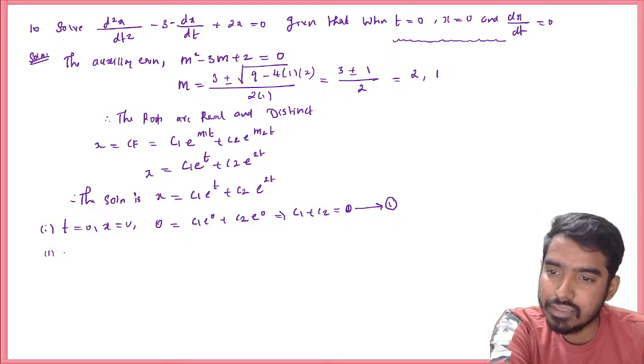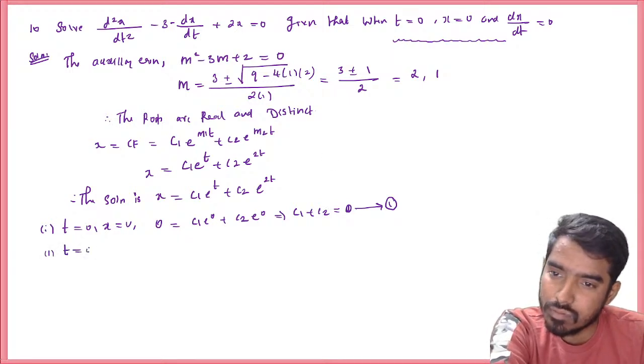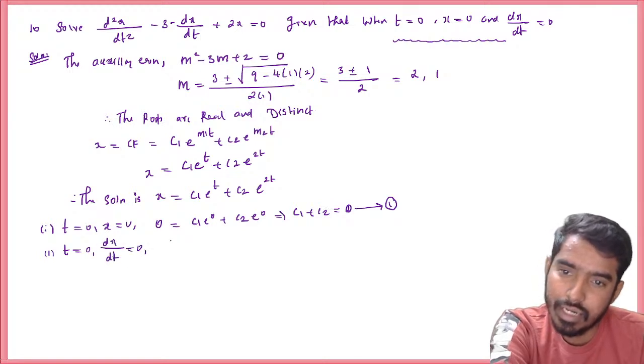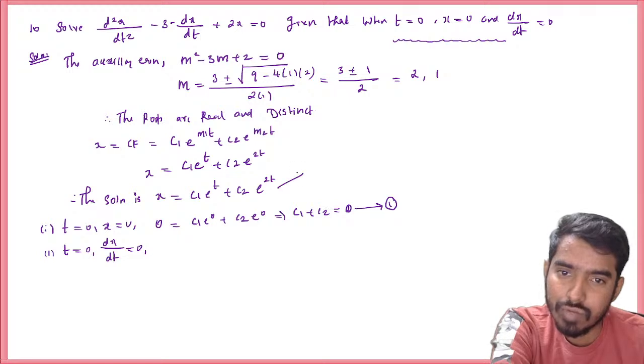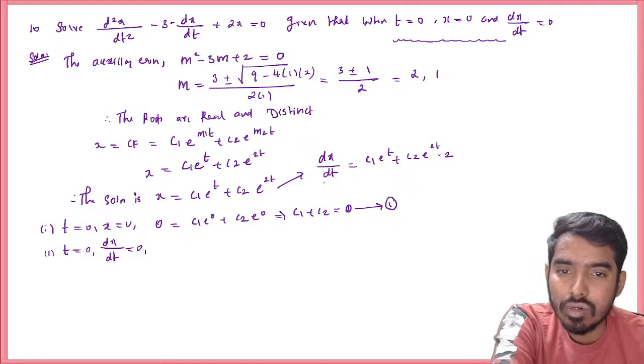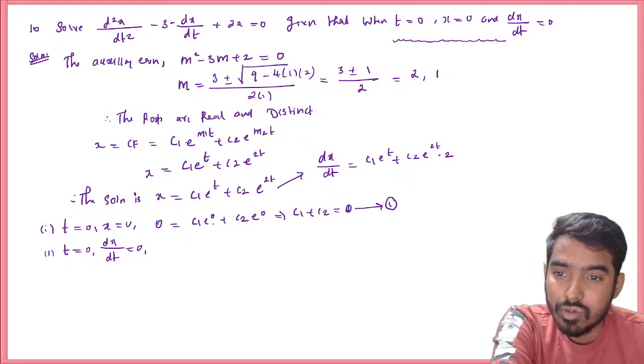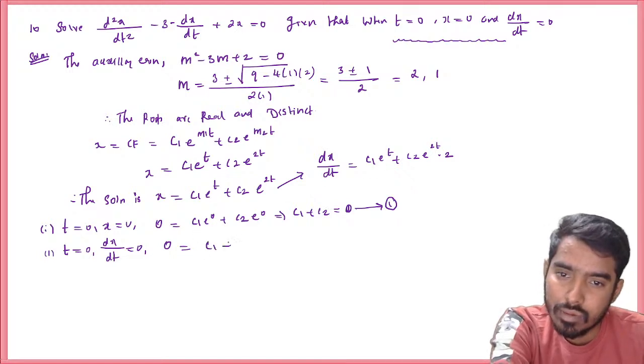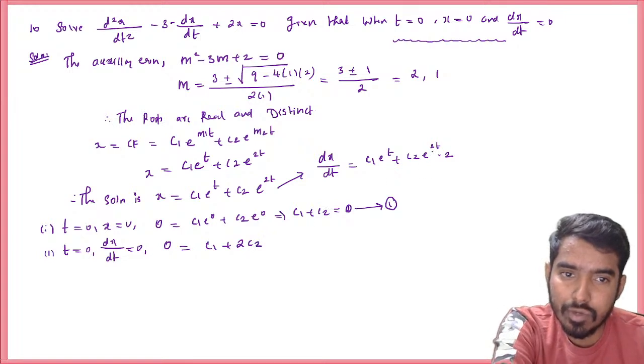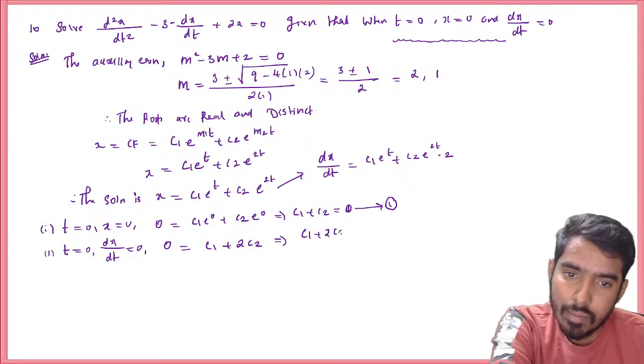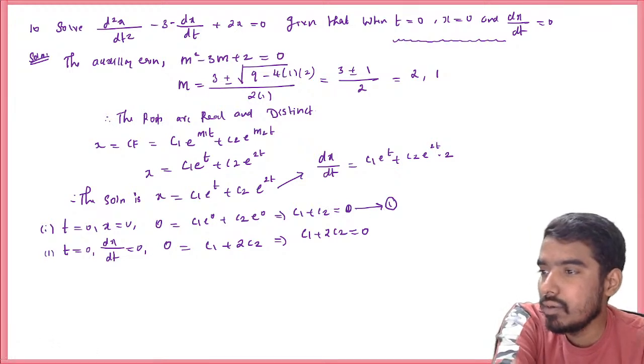Now the second condition they have given is when t is 0, dx by dt is also 0, right? Now what is dx by dt? From here you find dx by dt: C1 e power t plus C2 e power 2t into 2, right? Now when t is 0, dx by dt is 0. So put t is equal to 0. When you put 0 here, e power 0 is 1, e power 0 is 1. So C1 plus 2C2 is 0. So you will have the second equation, C1 plus 2C2 is equal to 0, right?